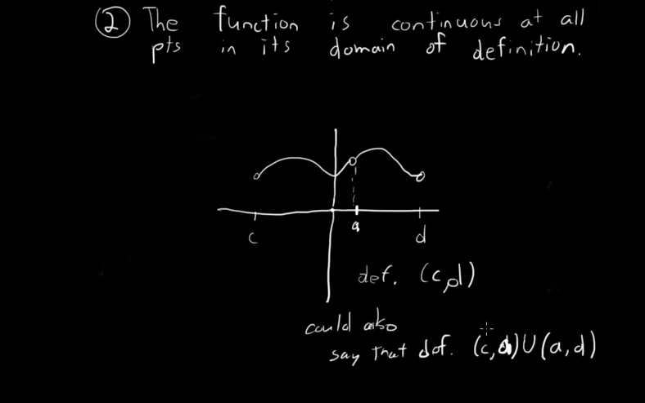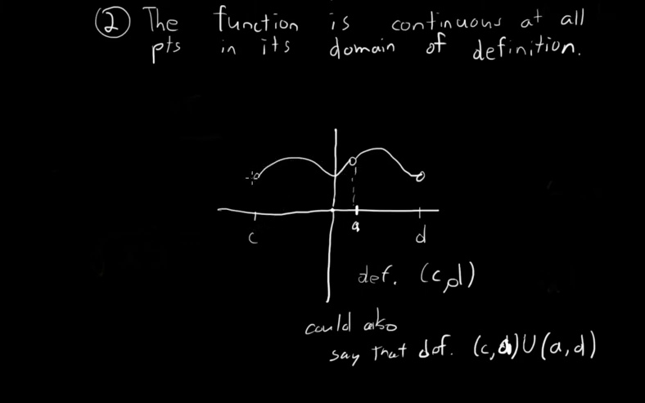So if we understand that it's not defined at A, well then it's continuous at every point in this open interval c to a, right? Because we can draw the function without having to lift our pencil off the paper. It's also continuous at every point in this open interval a to d. So if we consider the union of these two open intervals as its domain of definition, then we would say it is actually continuous everywhere in its domain of definition.